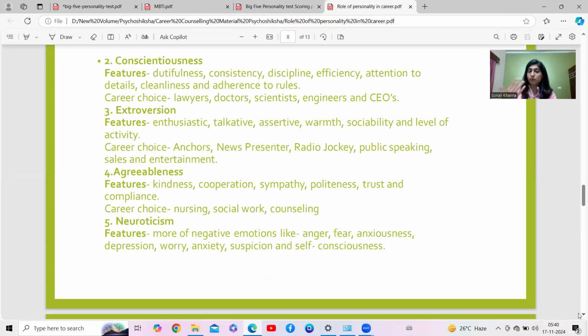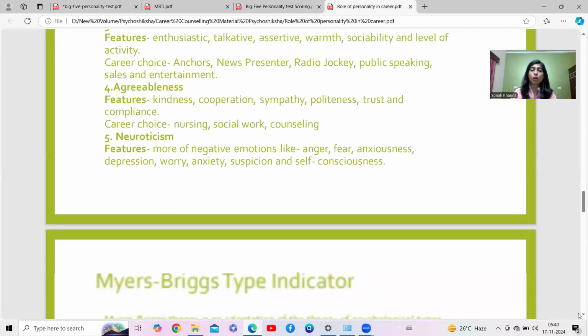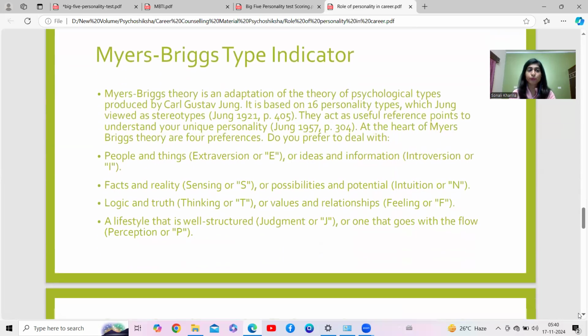Now, once the Big 5 personality trait test is done, we are moving on to another test, that is the Myers-Briggs Type Indicator. The Myers-Briggs theory is an adaptation of the theory of psychological types produced by Carl Gustav Jung. It is based on 16 personality types which Jung viewed as stereotypes. They act as useful reference points to understand your unique personality. At the heart of Myers and Briggs theory are 4 preferences. Now, the 4 preferences are extroversion versus introversion, sensing versus intuition, thinking versus feeling, and judgment versus perception.